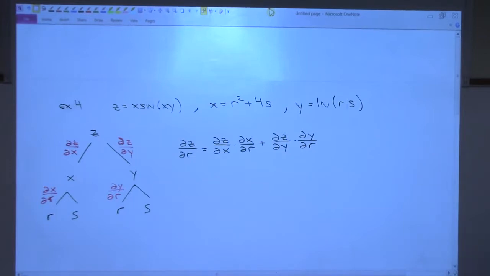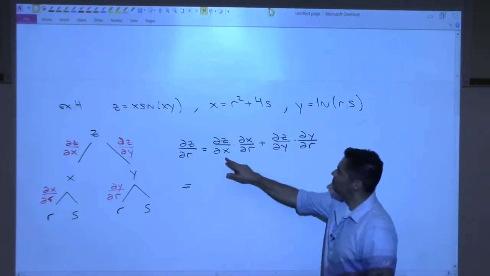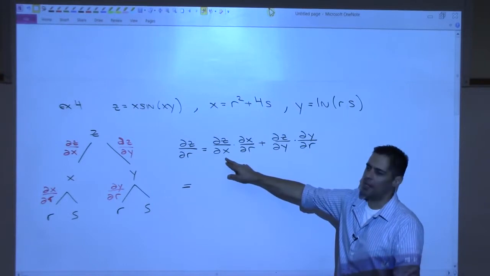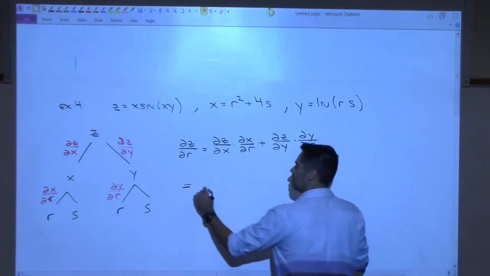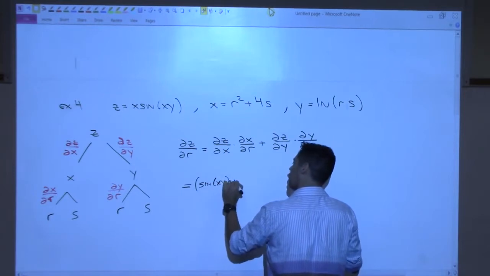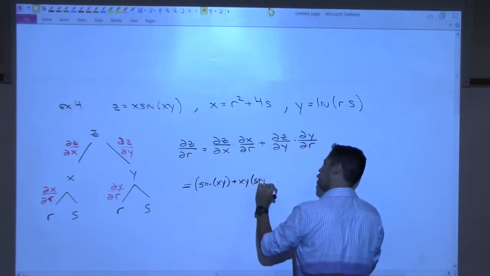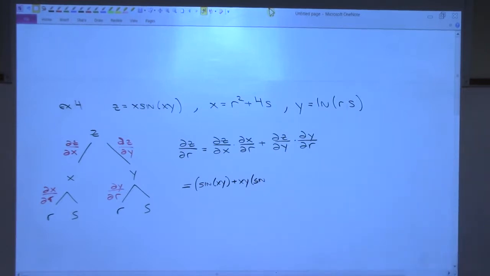You ready? This equals. What's the partial z with respect to x? We've done this already, right? This was sine xy plus xy cosine xy.